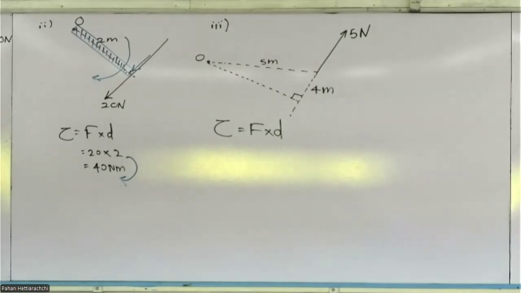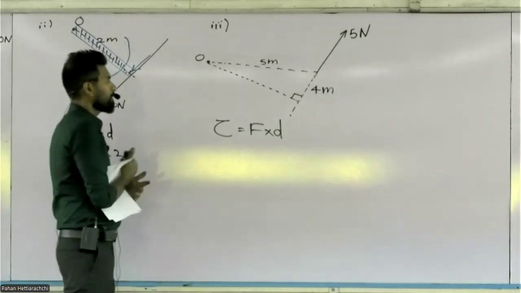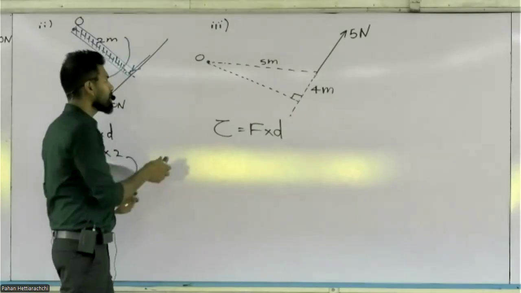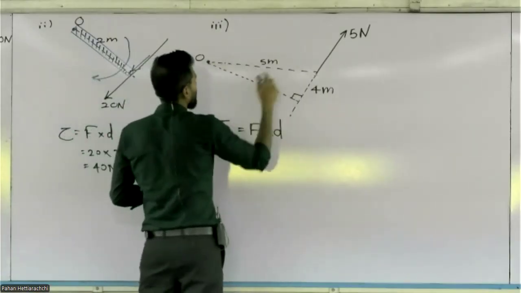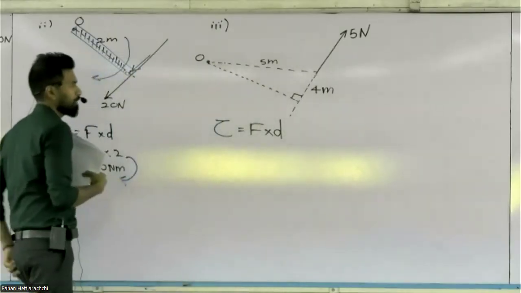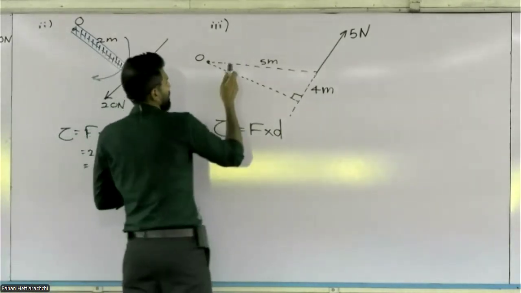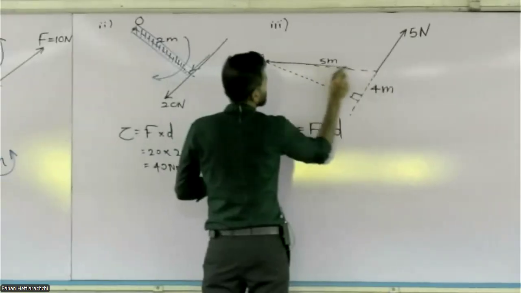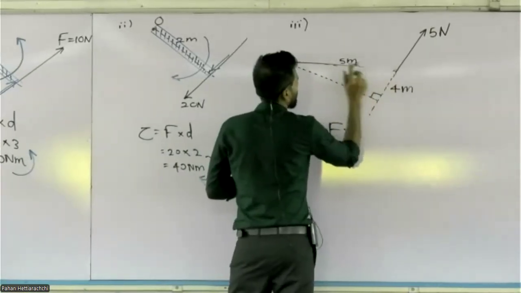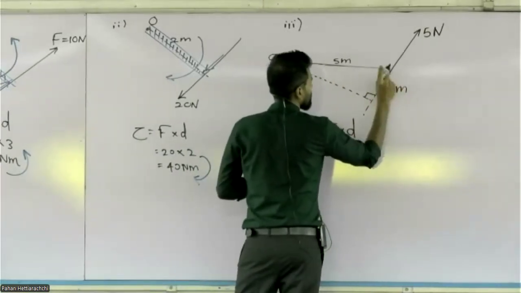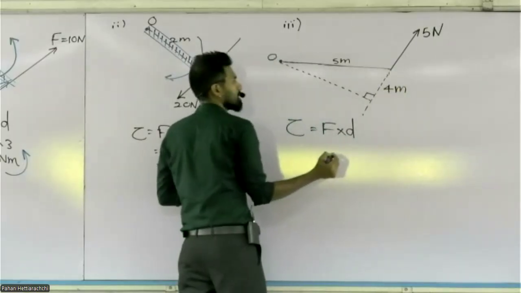You have to find the perpendicular distance to the force. Here, this 5 meter value is not a perpendicular distance. It's not a perpendicular distance. Or this is also not a perpendicular distance.